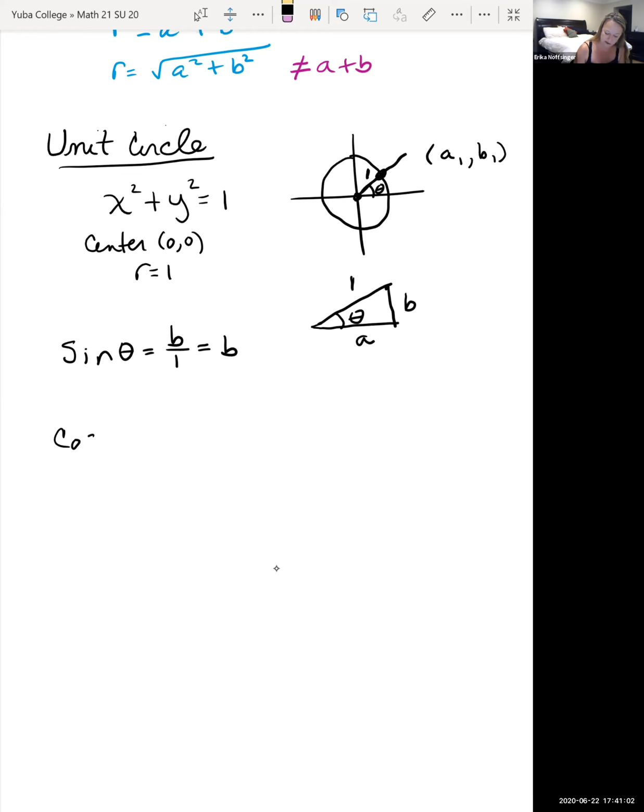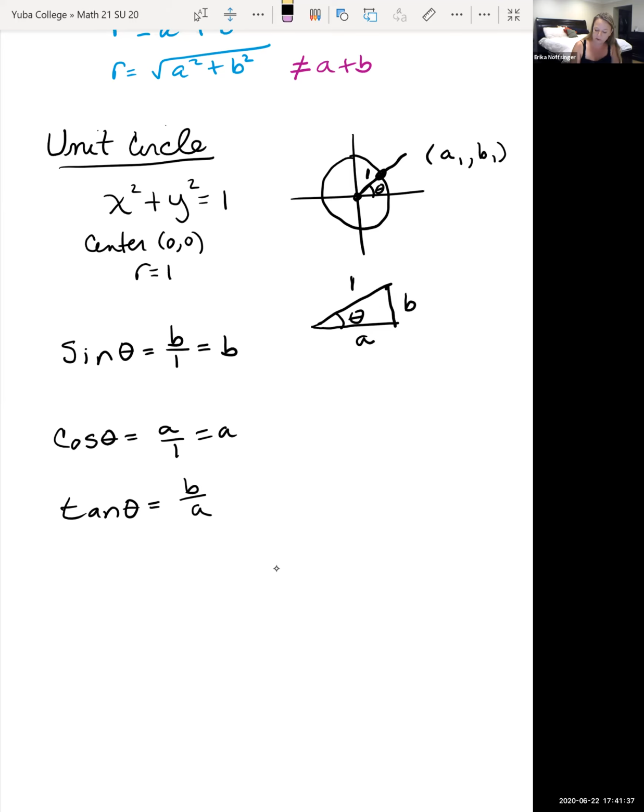This makes it a lot easier, because now our sine and our cosine values at that angle are either the x or the y value of that point. And so cosine theta is the adjacent side, which is a, all over 1, or a. Tangent theta is opposite over adjacent, which is b all over a. And then we can get the other ones by the reciprocal.